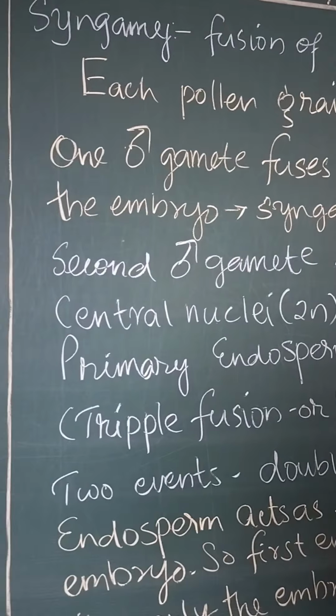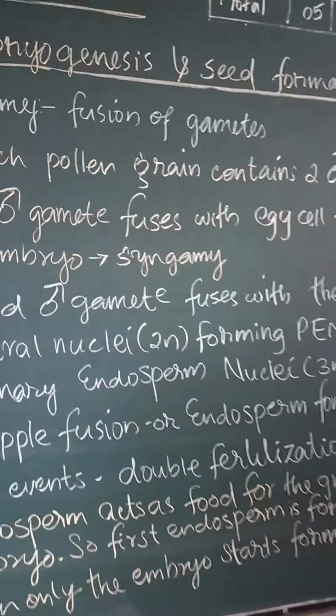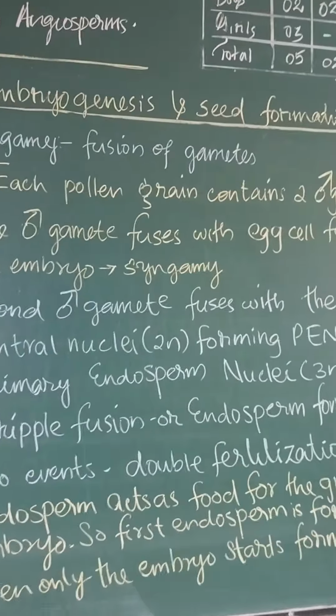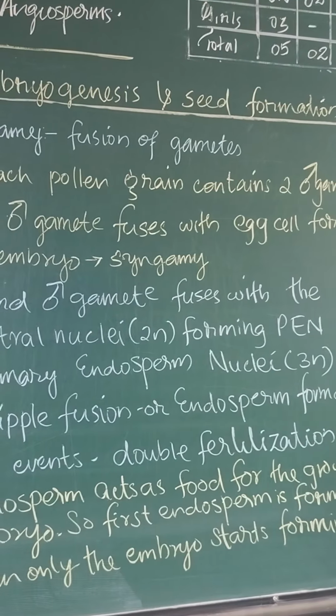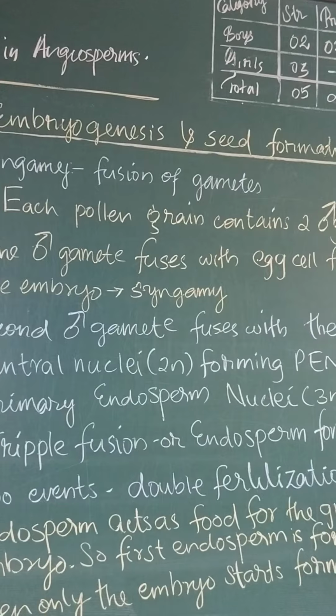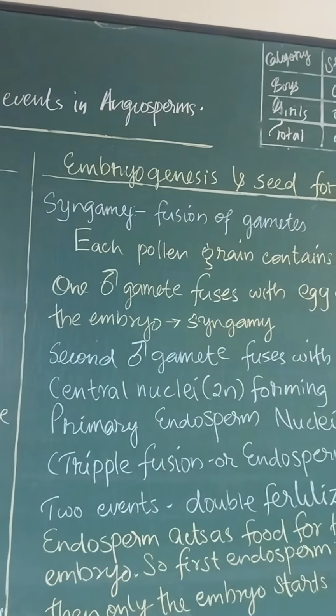And the other one is called triple fusion or endosperm formation, where the second male gamete will be fusing with the central nuclei to form the PEN, that is primary endosperm nucleus. That's why it is called triple fusion. So three nuclei are involved in the fusion.